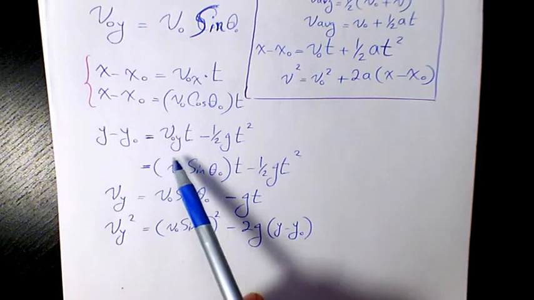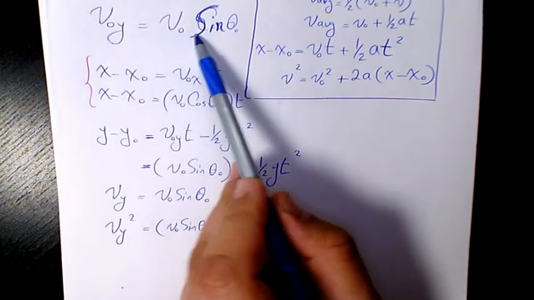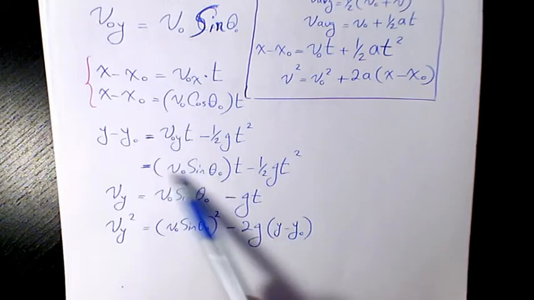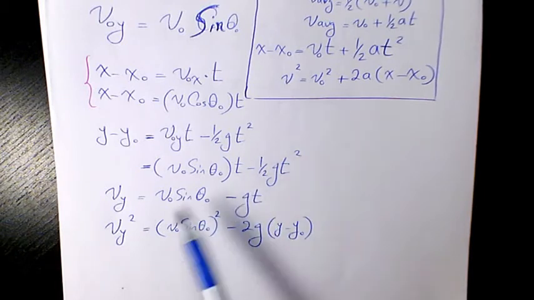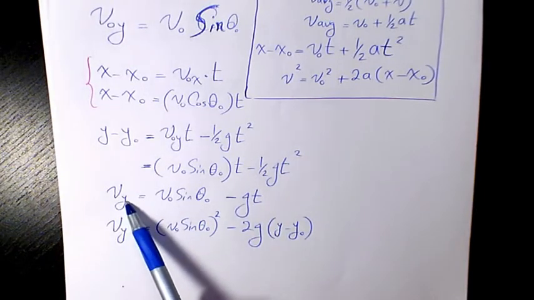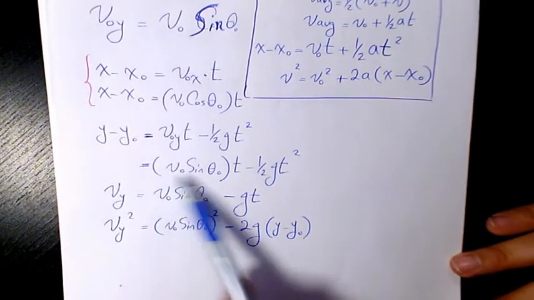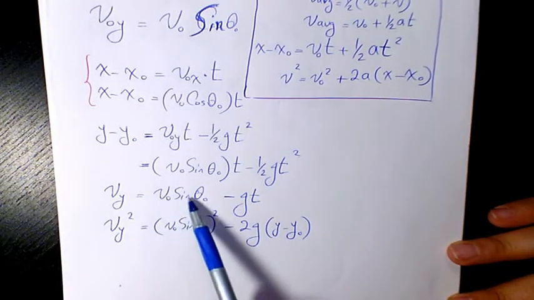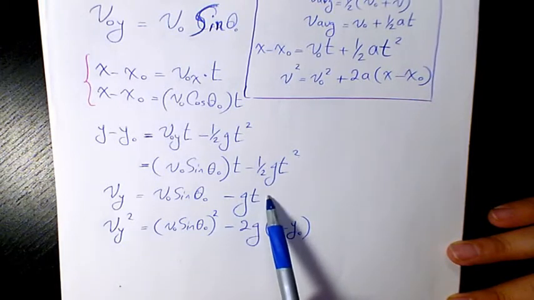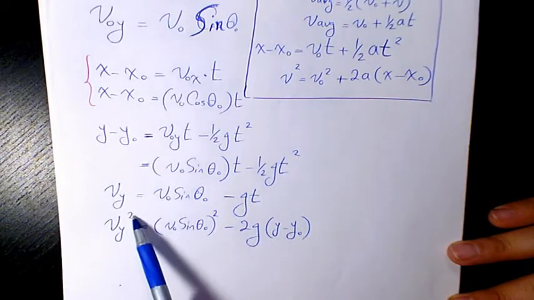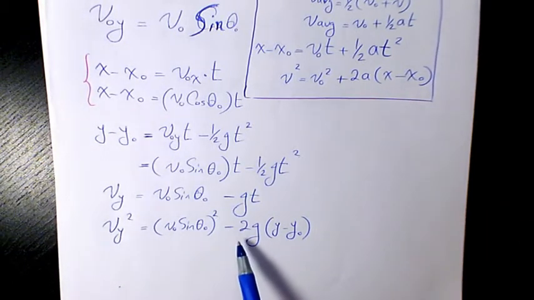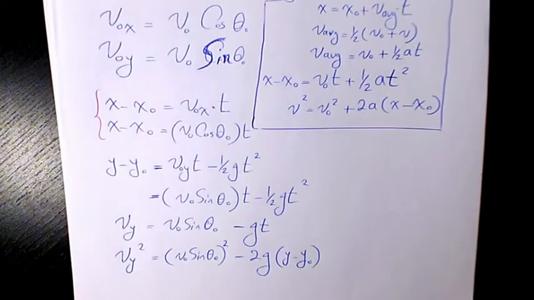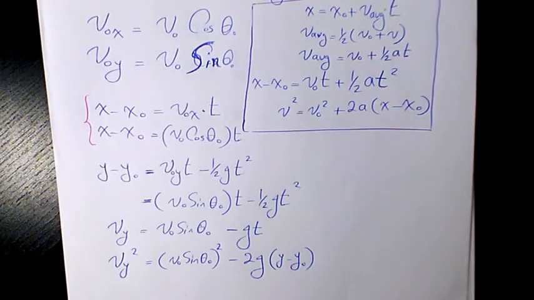We already found that v0y equals v0 times sine theta naught. So when we substitute it there, we end up with this expression. Also, we can say that vy, the final velocity, equals the initial velocity in the y direction, v0 sine theta naught, minus gt. And then vy squared, the final velocity squared, equals v0 sine theta naught to the power of 2 minus 2g times y minus y naught. So these are the equations you need for solving projectile motion questions. Let's see some examples.